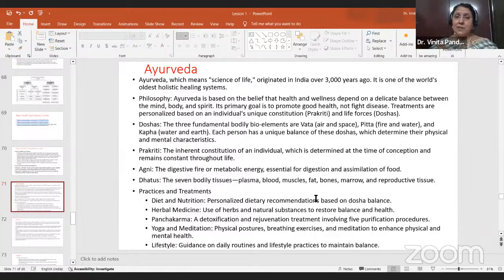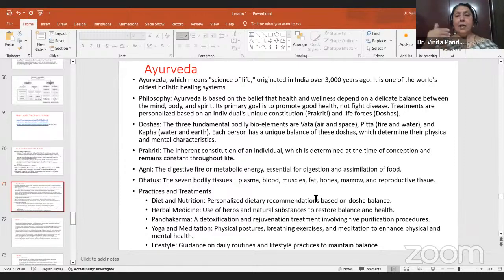So ancient wisdom was not orthodox. It was based on a lot of science. The only thing is we have not understood the science behind it. Then dhatus, the seven bodily tissues: plasma, blood, muscles, fat, bones, marrow, and reproductive tissue. So these dhatus also can be important causal factors, and because of some challenge in these dhatus, some kinds of diseases can be instigated.